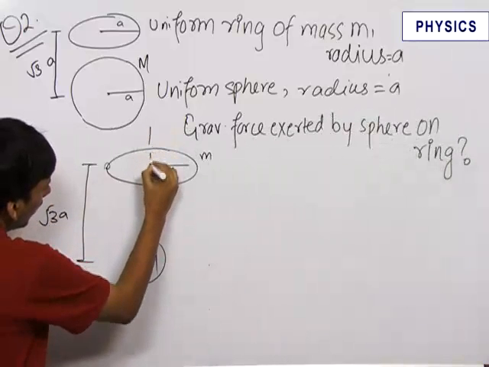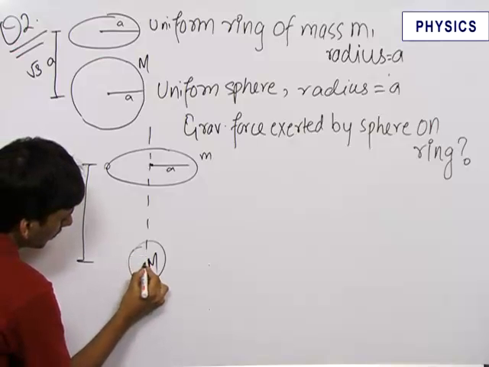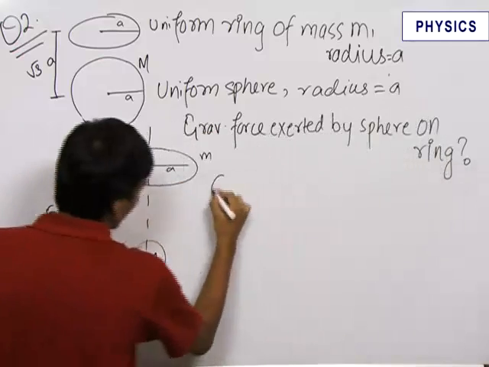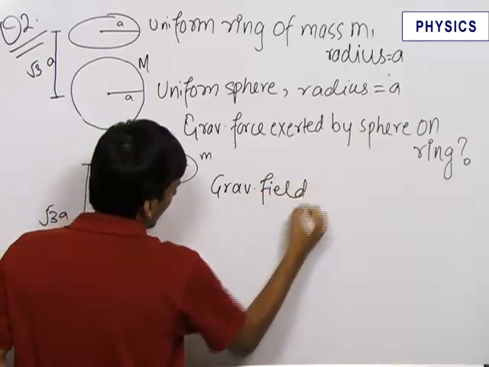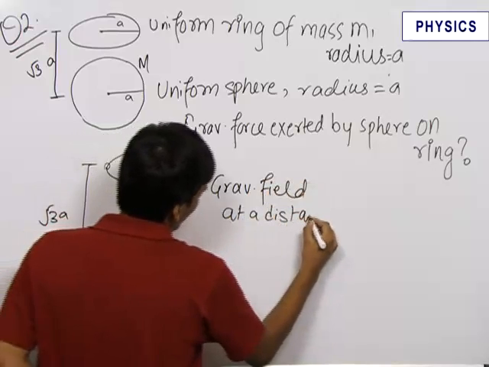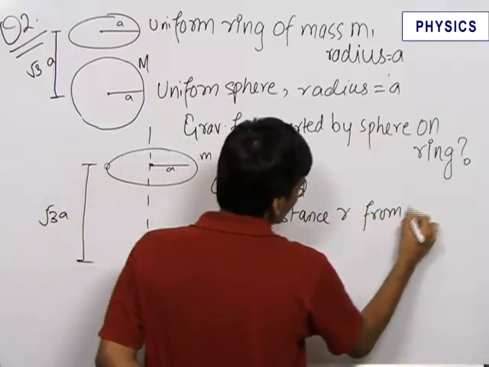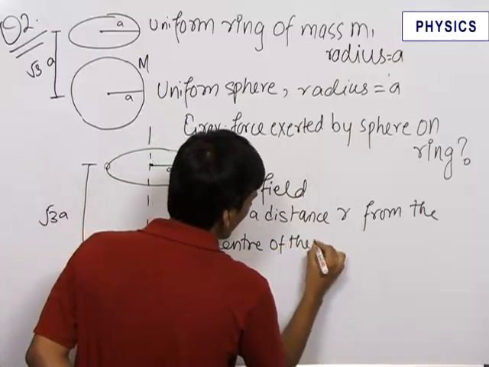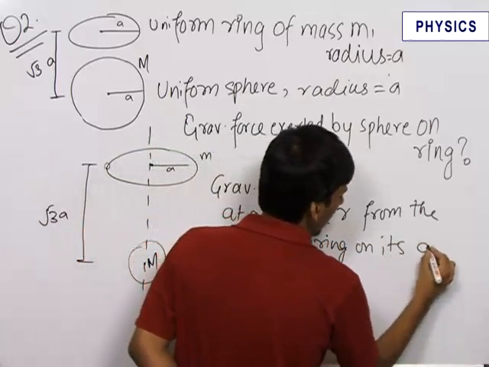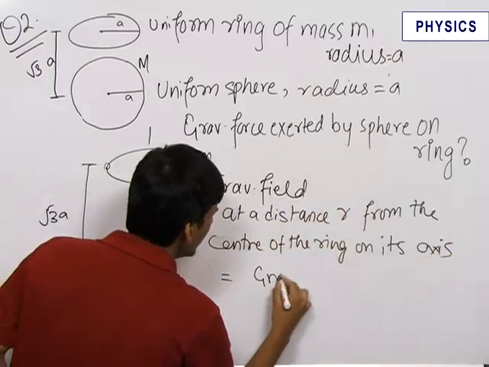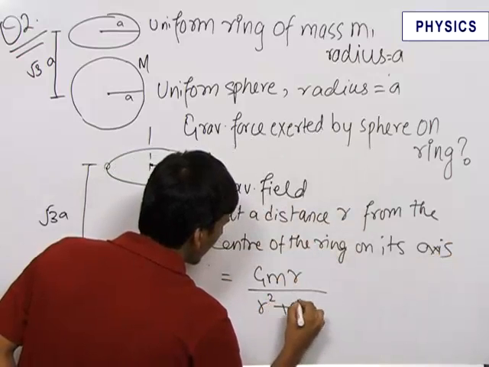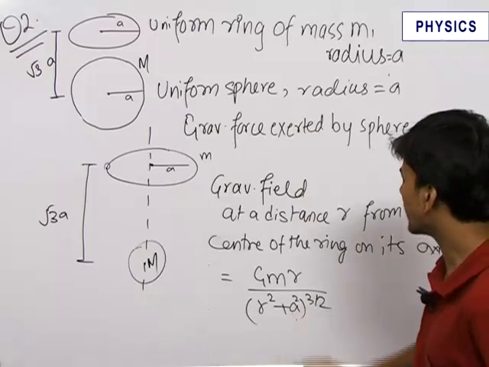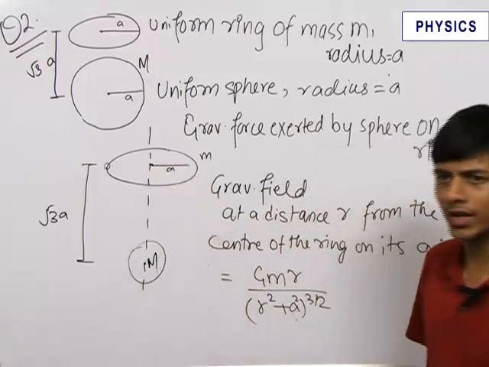So, we already know the formula for the gravitational field at a distance r from the center of the ring, on its axis, which is equal to GMr upon (r square plus a square) raised to the power 3 by 2. You should also remember this formula, where a is the radius of the ring and r is the distance from the center of the ring on the axis of the ring.